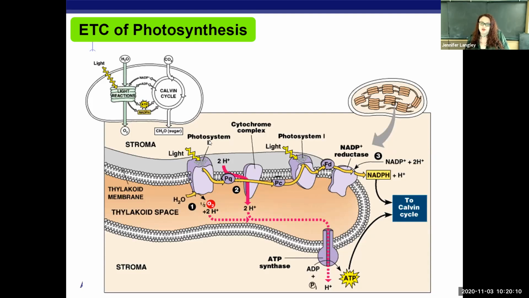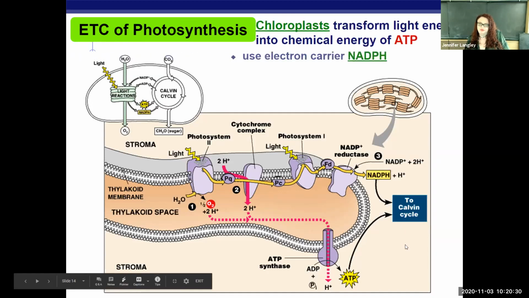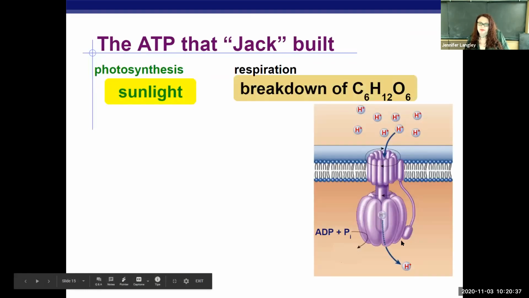We have 2 different photosystems, photosystem 2 and photosystem 1. We're going to talk about those. We split water so that we can use the hydrogens. And here's our electron. The hydrogens are pumped and moved and do all these different things to give us energy. Okay. ATP synthase, it's the same.